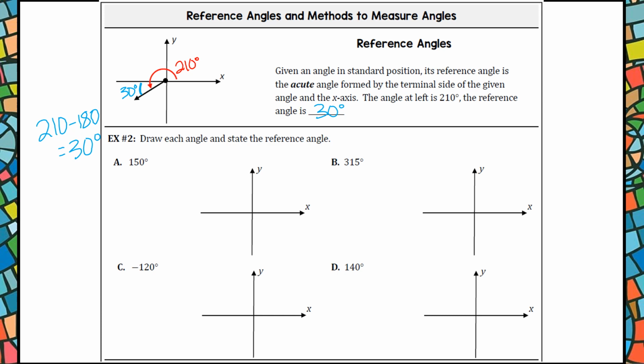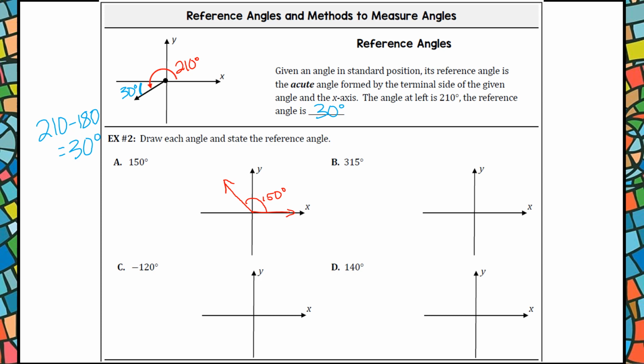All right, so a couple of examples here. You'll have some of these in your homework where I ask you to draw each angle and state the reference angle. So the first thing I'm going to do is estimate roughly what the original angle would be. And so 150 degrees, I'm going to go ahead and draw in. It's going to be less than 180, more than 90 degrees, so maybe about right there. I'm going to label that as the original angle of 150 degrees.